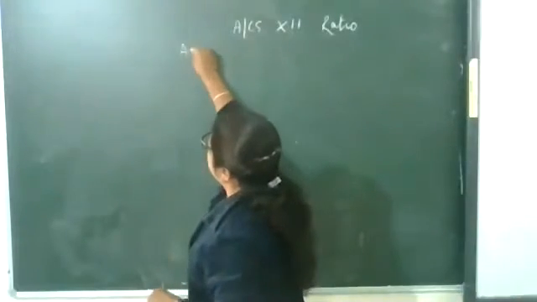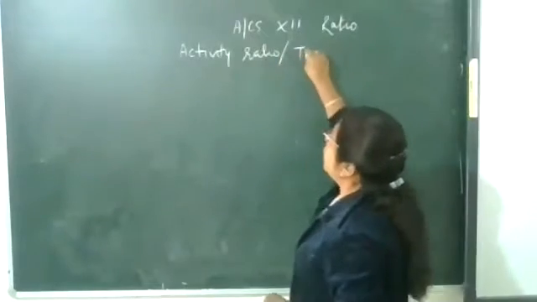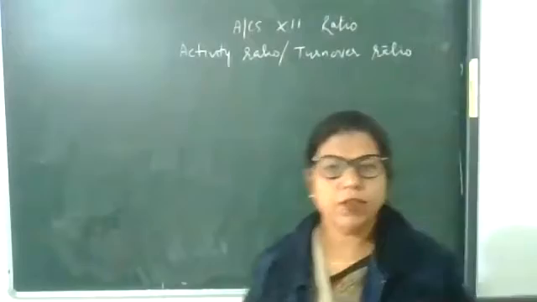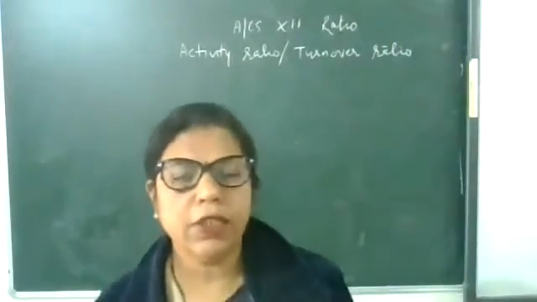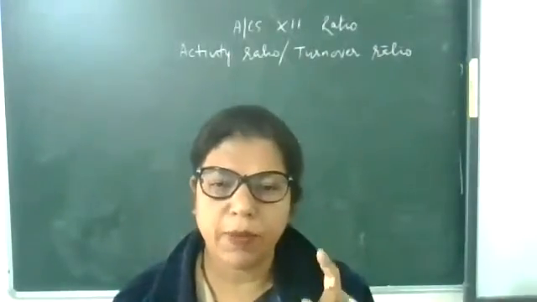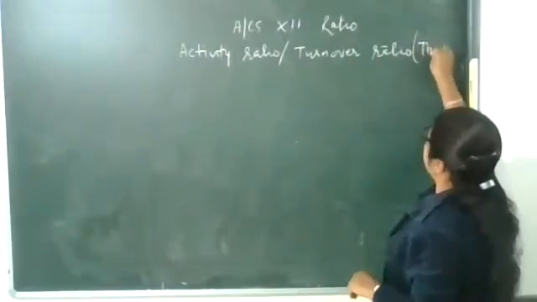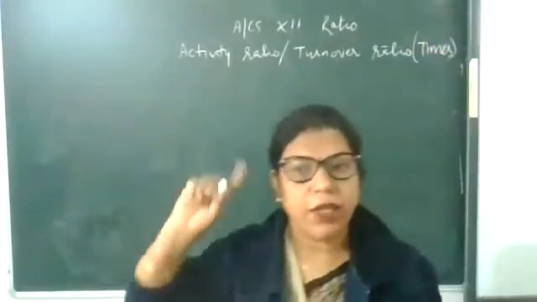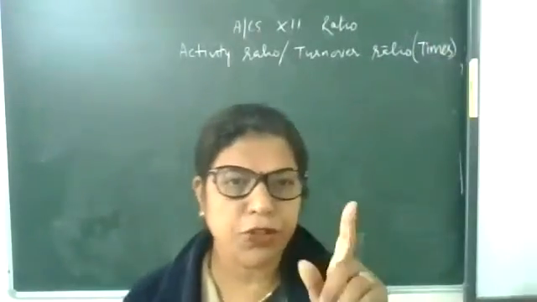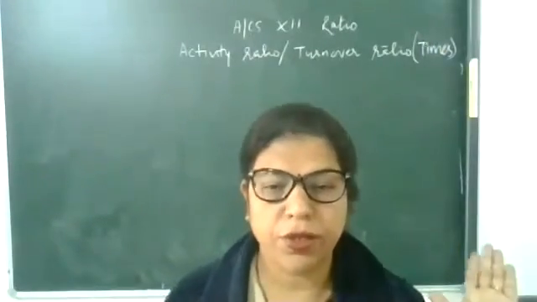So our today's topic is activity ratios or turnover ratios. Is it visible? Okay. Now in activity ratios or turnover ratios, see, the answer will always be in times. So be careful. You have to write answer in times. So today we are going to start the first ratio of this category, that is inventory turnover ratio.